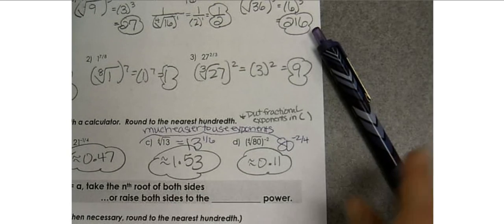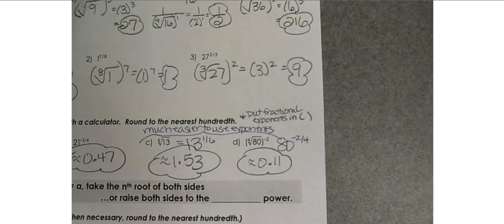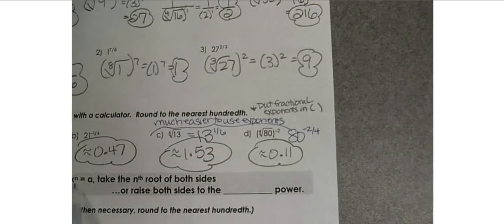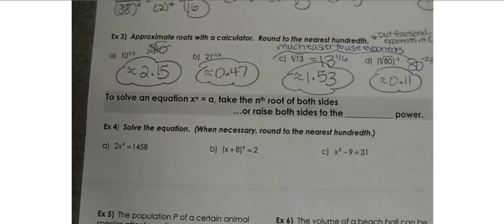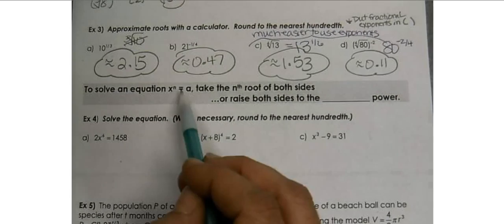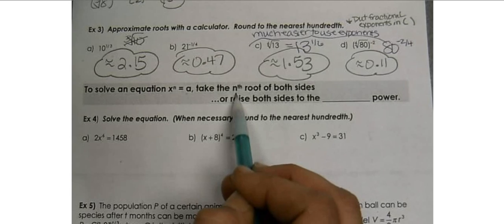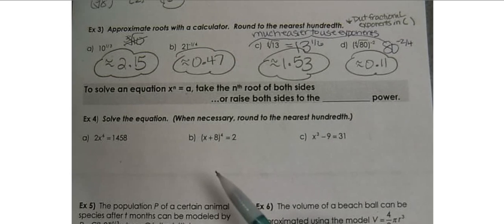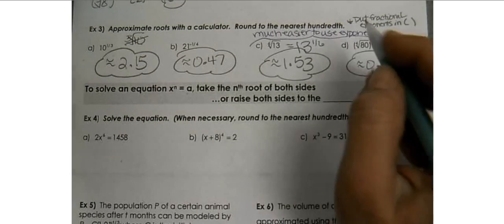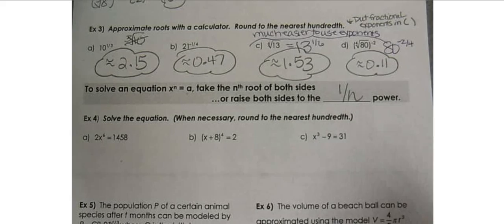Okay, so now we're going to actually solve some equations. To solve an equation, x to the n equals a, you're going to take the nth root of both sides, or what you could do is raise both sides to the 1 over n power. That's essentially what you're doing and why it's legal to take that root.